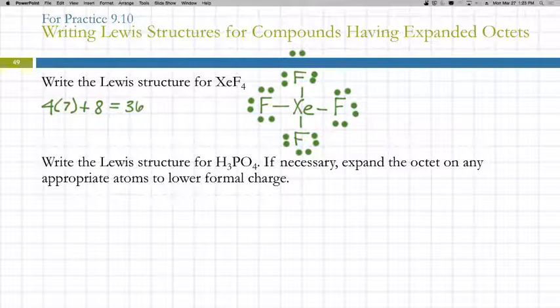I had to stick more electrons on there. Where am I going to put them? On xenon. Fluorine's too small. Xenon can expand its octet. So there's 34 and 36. So xenon has an expanded octet.